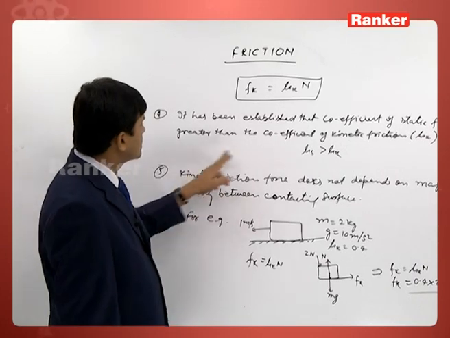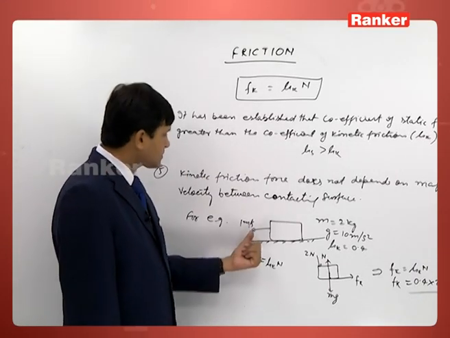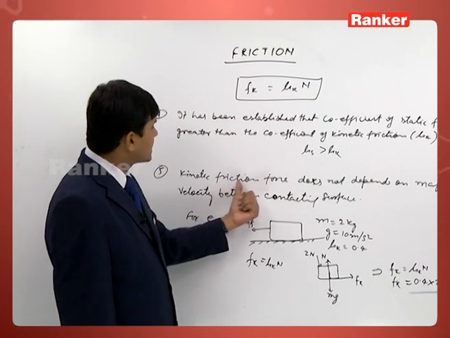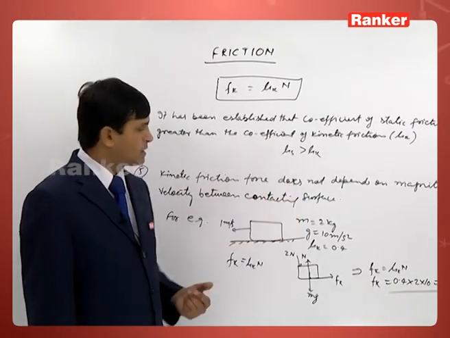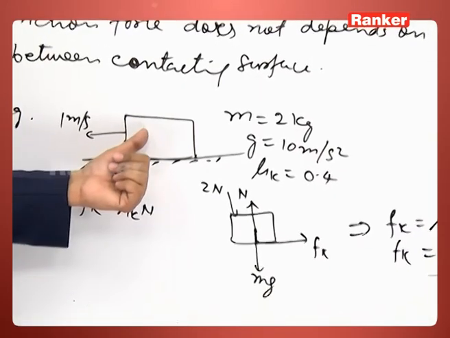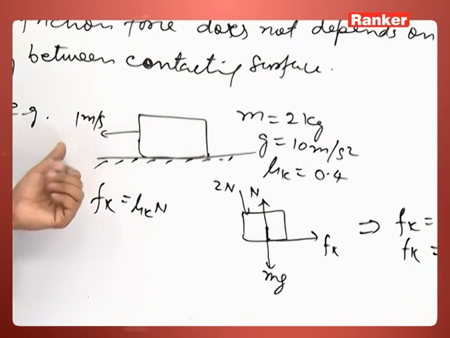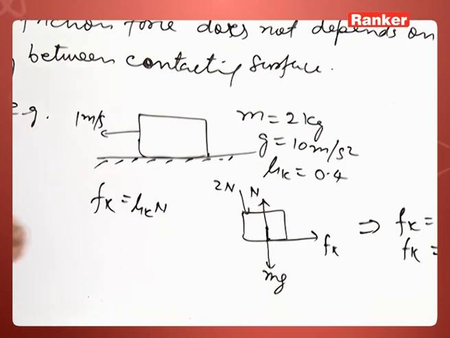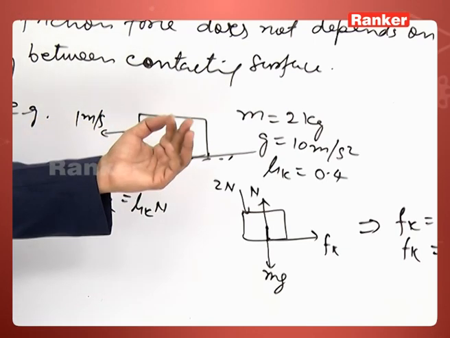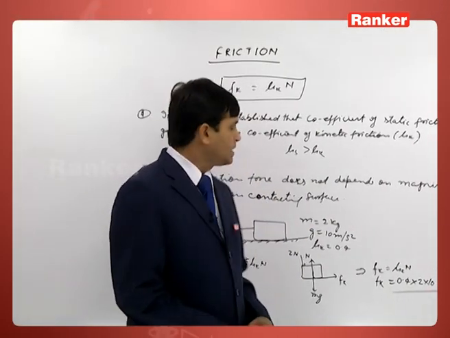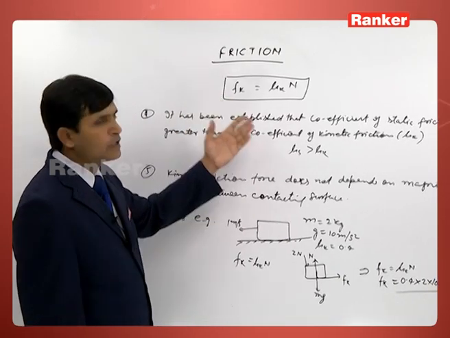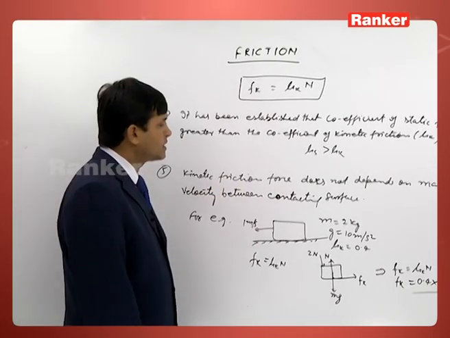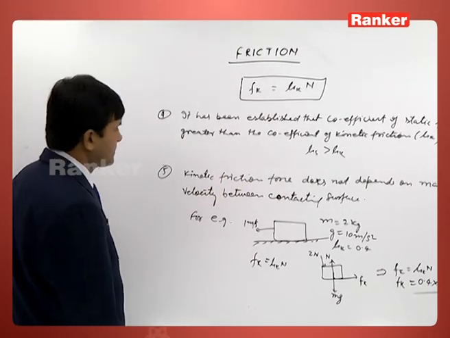But the mu k value is less than mu s. And the second thing, as I said, kinetic friction force does not depend on the magnitude of the relative velocity between the contacting surfaces. Right now our block is moving with speed 1 meter per second. Suppose the speed of the block is changed from 1 to 2, 3, 4 meters per second, whatever the value, our kinetic friction value will remain constant. So this is the meaning of kinetic friction. The kinetic friction will start acting only when there is relative motion between the two contacting surfaces.